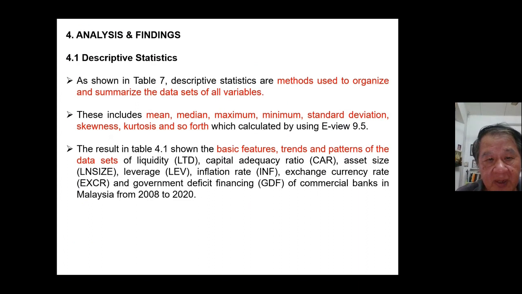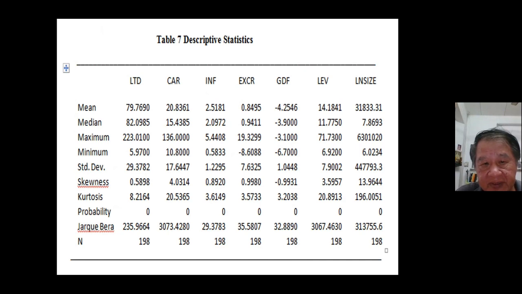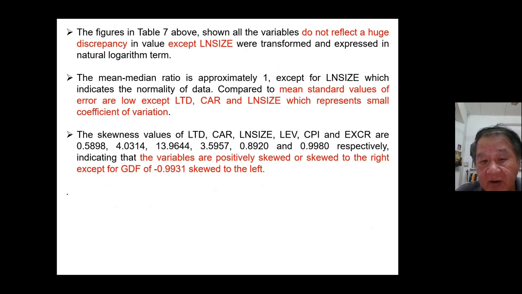And for the result findings, basically, I have run some statistics. You can see from table 4 the result indicates the skewness values of LTD, CAR ratio, loan size, leverage, CPI, and exchange rate are positive, skewed to the right, except one element, GDP, at minus 0.9931, which skews to the left. The rest all skew to the right.